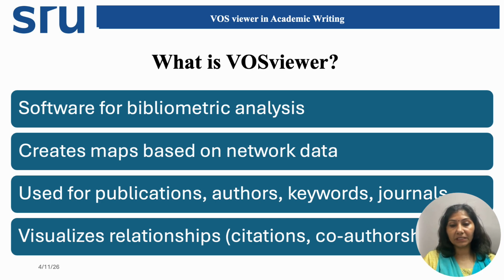VOS Viewer is a specialized software which is being designed for bibliometric analysis, and it is being used for visualization of scientific data. It helps to create the map based on the network data, which represents a relationship between different research elements such as publications, authors, keywords, and journals. By visualizing this relationship, VOS Viewer enables researchers to better understand the citation pattern, co-authorship network, and thematic structure within the research domain.